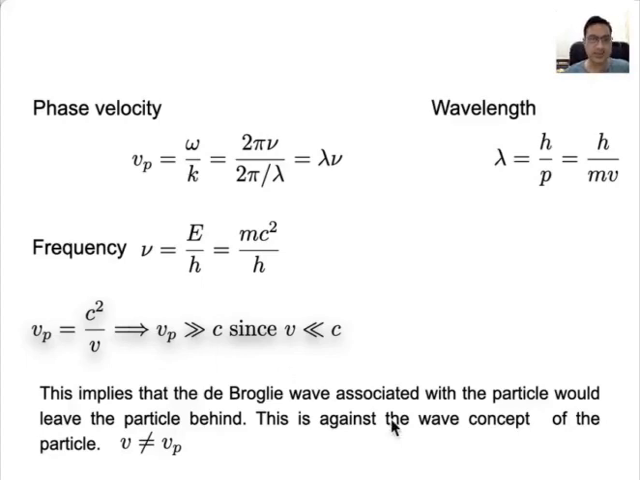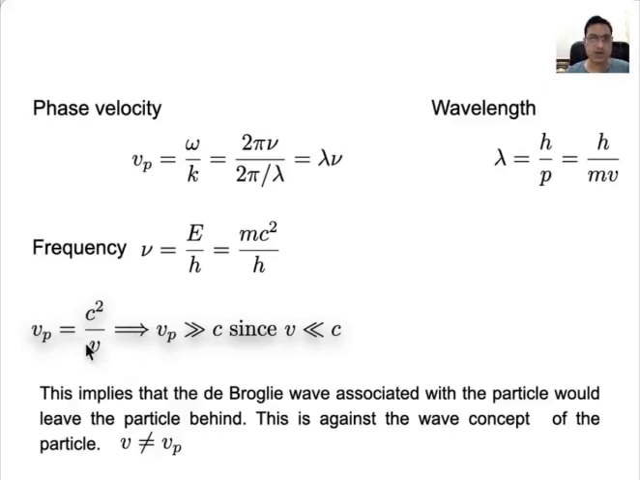This is again the wave concept. That's what we have seen, that the wave packet and the wave oscillations inside go together. So this is again the wave concept of the particle. So it means that the true velocity of a particle cannot be the phase velocity in this case.